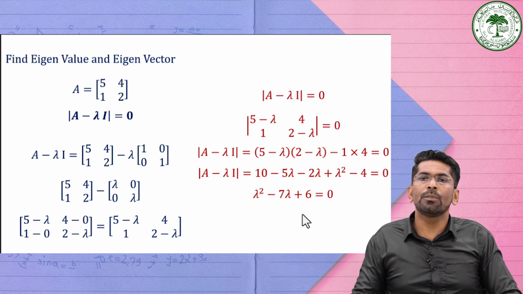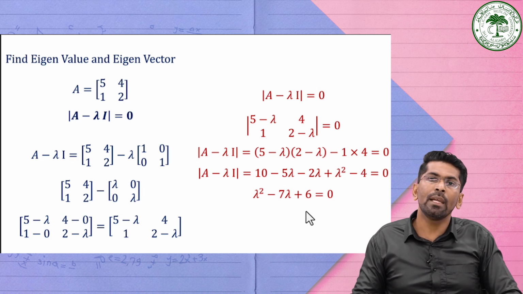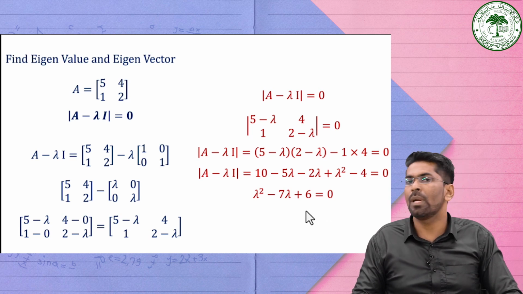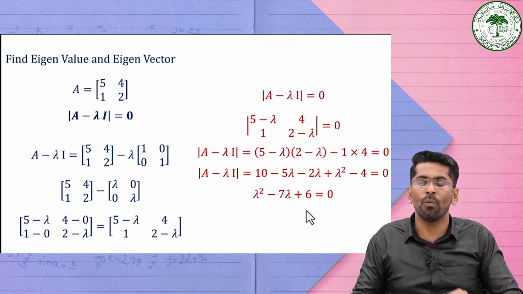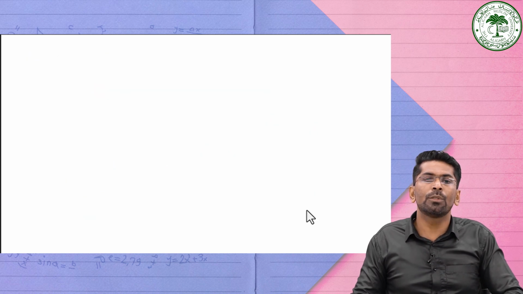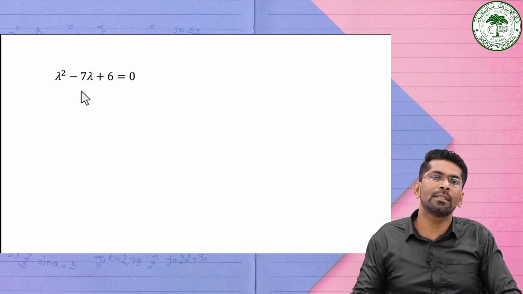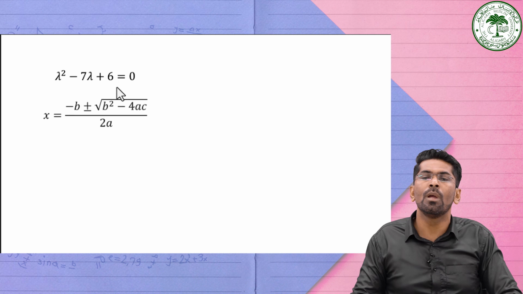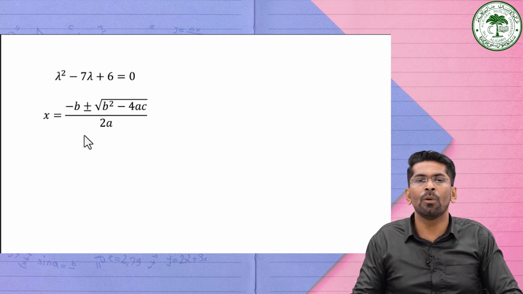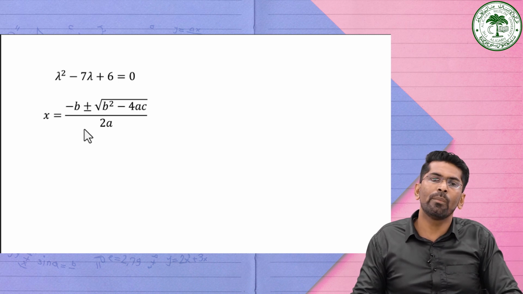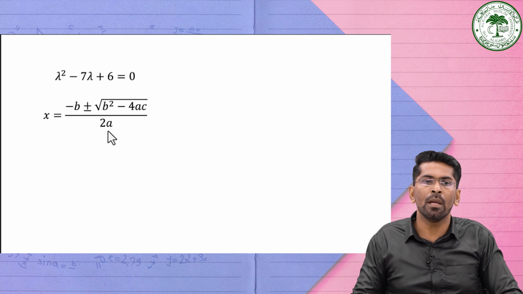If you solve this quadratic equation, you will get the lambda value, and that lambda value is nothing but the eigenvalue. So we are going to solve lambda square minus 7 lambda plus 6 equal to 0 by using the quadratic formula, x equals minus b plus or minus under root b square minus 4ac, divided by 2a. Here a is 1, b is minus 7 and c is 6.